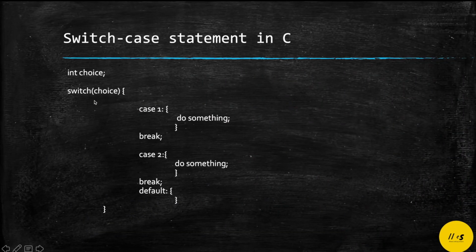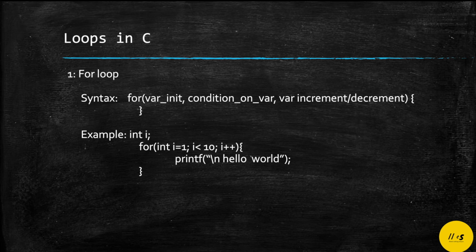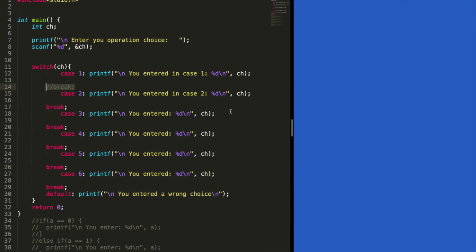Now after the switch case, we'll move to loops. So what do loops do? Now suppose my demand is to print a certain statement or do some operation multiple times.